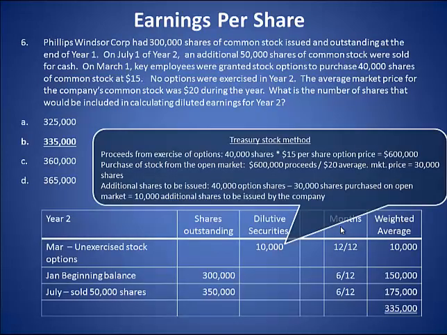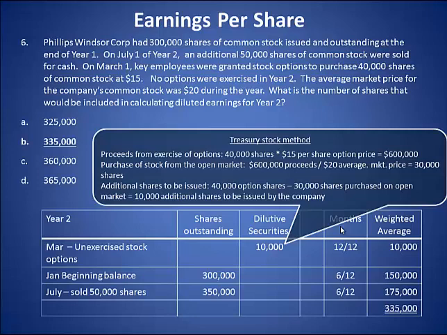Okay, number 6. What is the number of shares that would be included in calculating diluted earnings for year number 2? And the answer would be B, 335,000 shares. So when we're doing the calculations for diluted earnings per share, we have to take into account the stock options, because these are basically convertible securities.